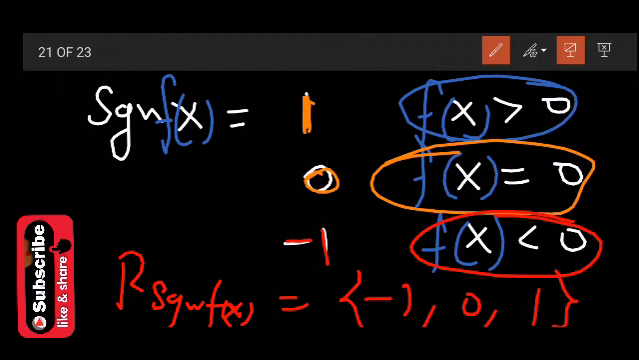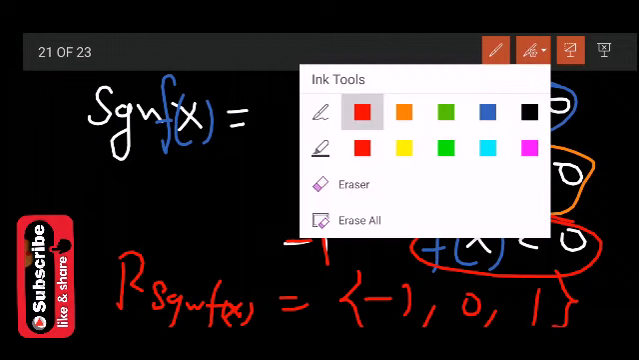For which values of x does f(x) become 0? You have to make it 0. For which values of x does f(x) become negative, that is, signum f(x) attains minus 1? So let's take an example to understand this.